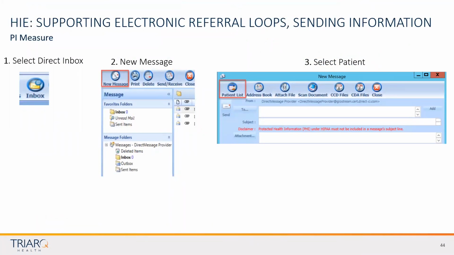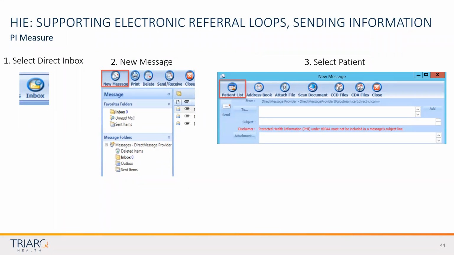Now the other side of the coin on this measure: we've completed the receiving and incorporating side. Now we're going to focus on the sending information. So say Gordon is one of my patients and he might have some throat pain from yelling at his employees all the time. So I'm going to go ahead and refer him out to an ENT specialist who might be able to help him. I'm going to select my direct inbox and I'm going to get in there and create a new message.